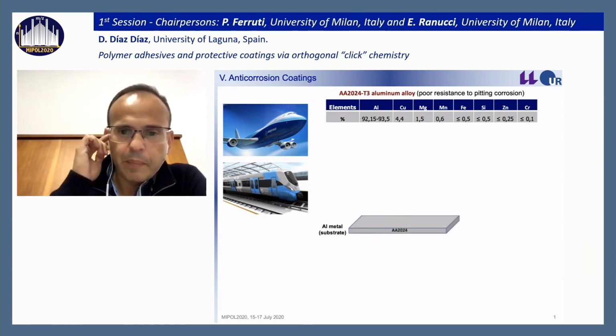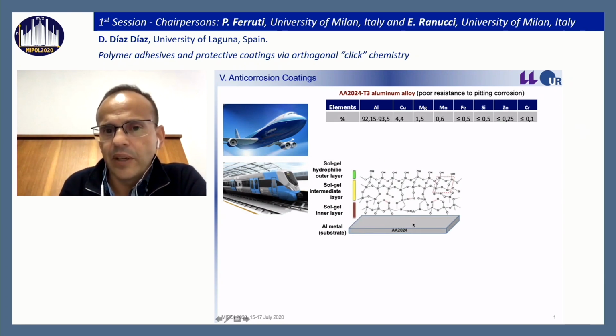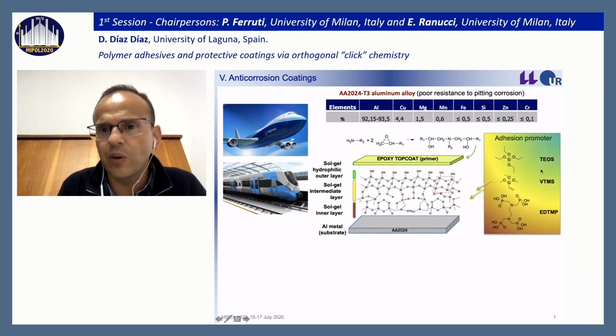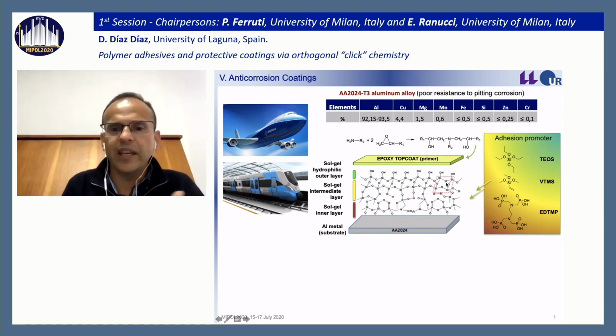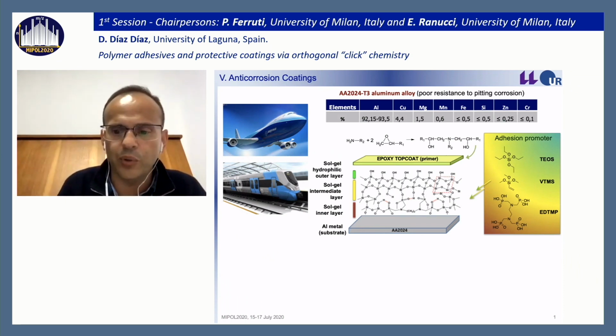So basically, what is done in industry is that the aluminum is connected to an epoxy top coat, as you can see here, through an inner layer of an organosealant, a phosphonic sealant. And this is what we do by making a copolymerization with TEOS, this vinyl tetramethyl sealant, and this diamine phosphonic derivative. We create this inner layer, and this provides a nice adhesion between the aluminum and the epoxy top coat.